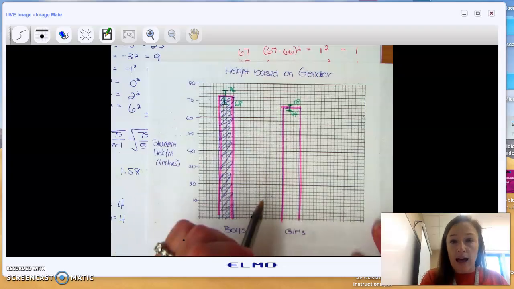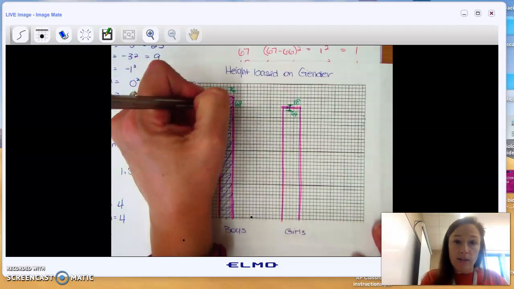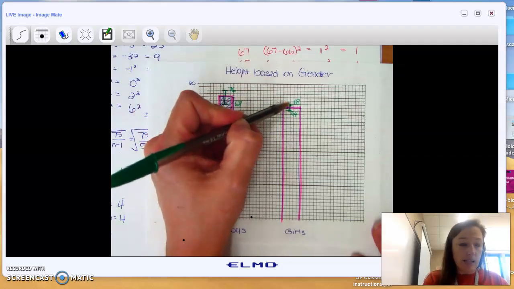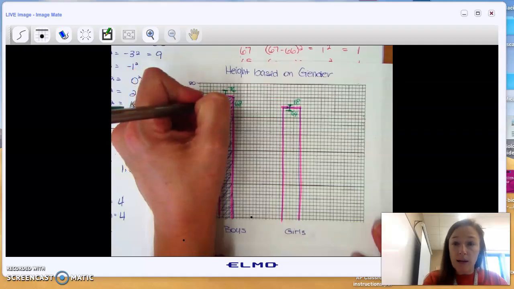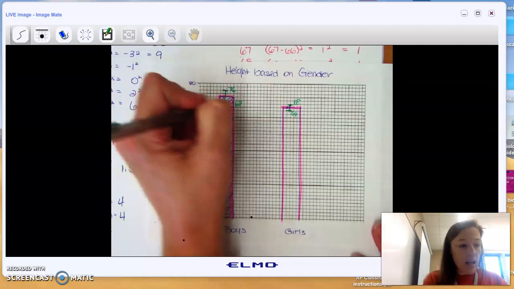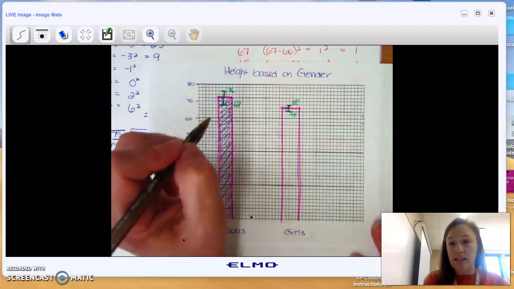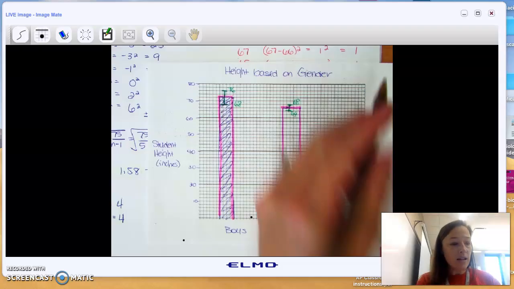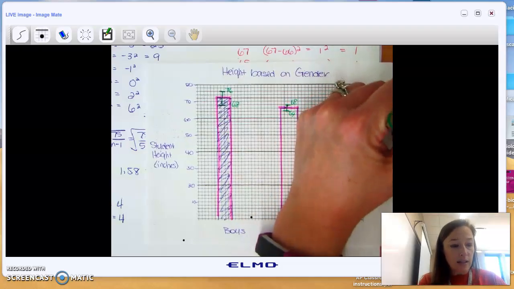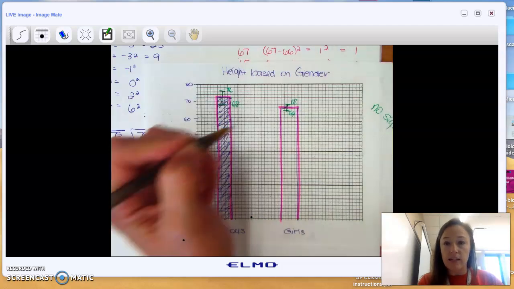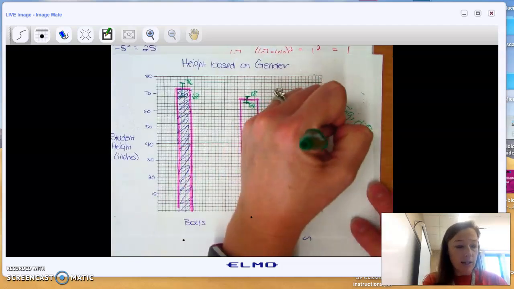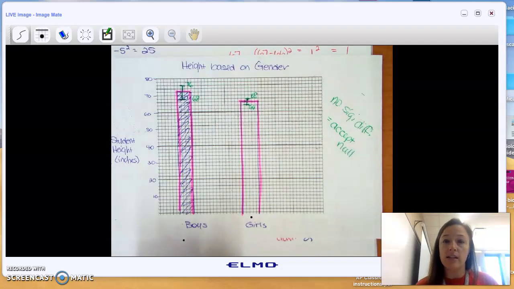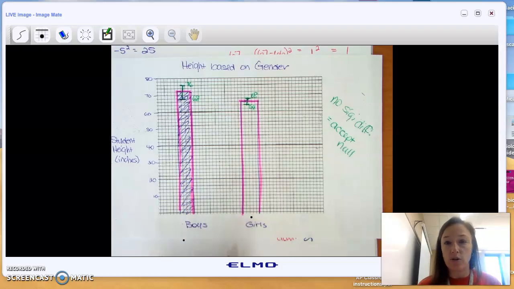Do these ranges overlap? This one could go all the way down to 68 and all the way up to 76. This one could go all the way down to 64 and all the way up to 68. So yes, it's potentially possible that the boys could be at 68 and the girls could be at 68, which means they could have the exact same mean. That tells us there is no statistically significant difference, and we would accept our null, that there is no statistically significant difference in the height of boys versus girls.